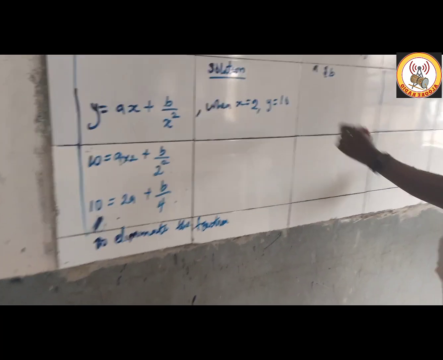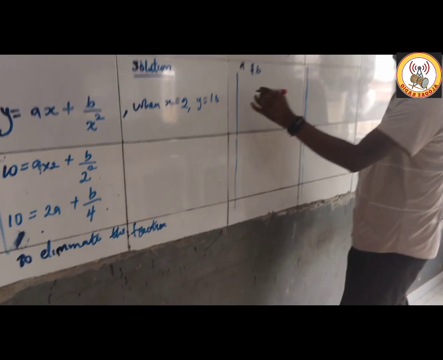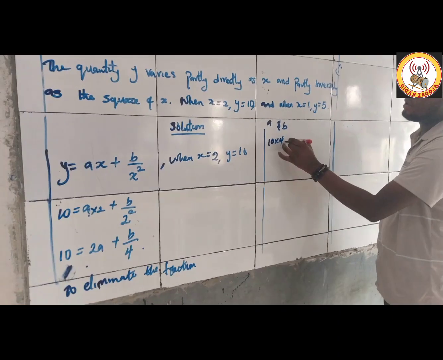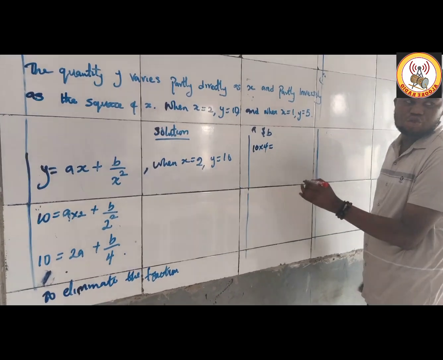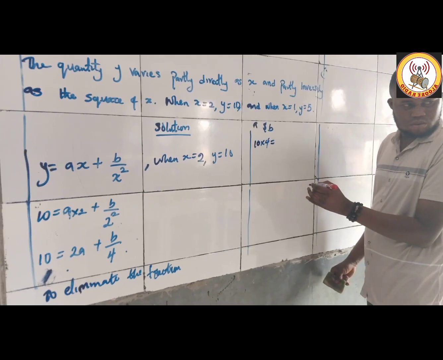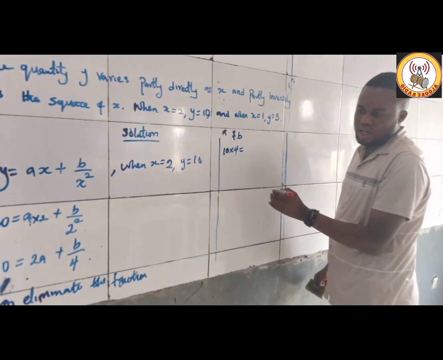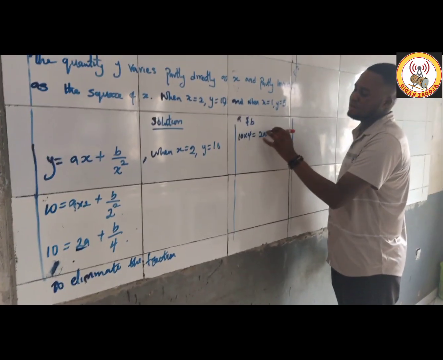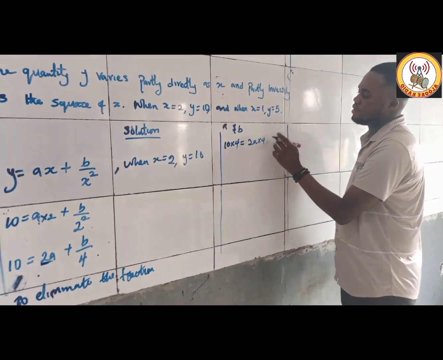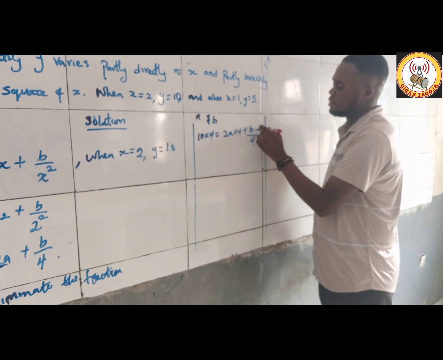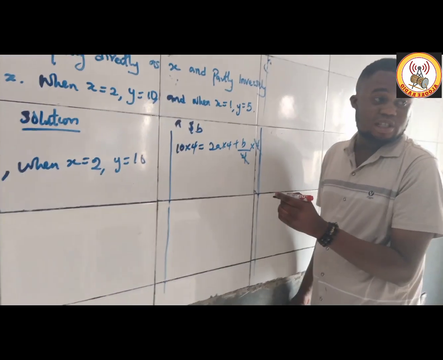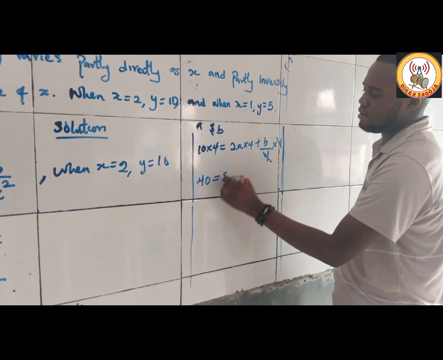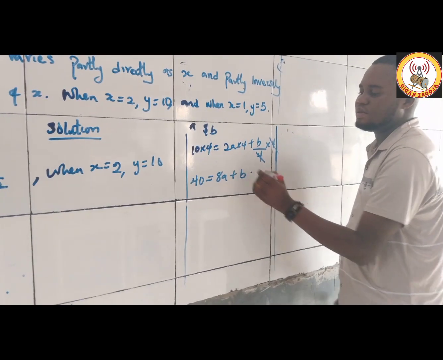So we have 40 equals 10 times 4, equals 2a times 4 plus b over 4 times 4. This can easily cancel, abi? So we are left with 40 equals 8a plus b.